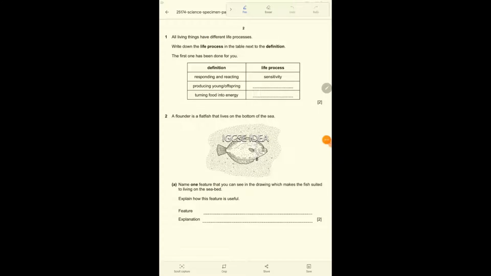All living things have different life processes. Write down the life processes in the table next to the definition. The first one has been done for you. Definition: life process, responding and reacting, sensitivity, producing young offspring, reproduction. Turning food into energy, respiration.